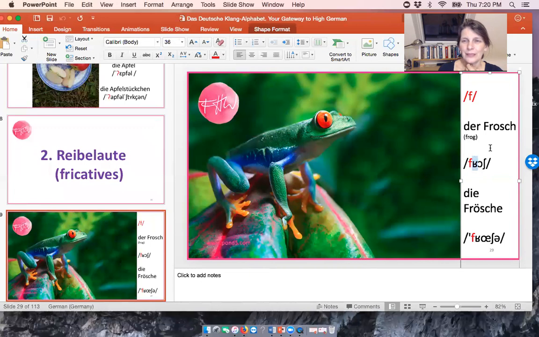An approximant is a sound, and I didn't even mention that at the beginning, similar to a glide, where parts of some organs of speech, like the velum and the tongue, come very close to each other, almost causing friction, but not quite.